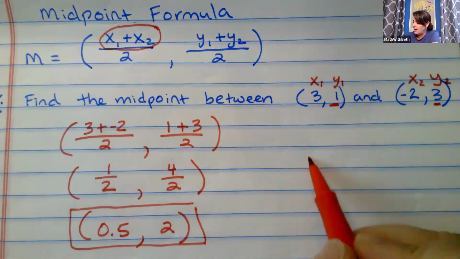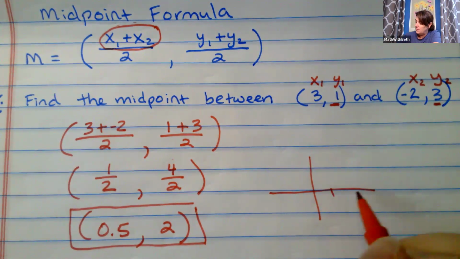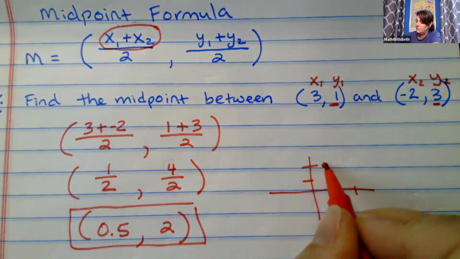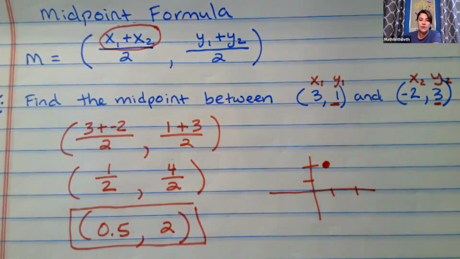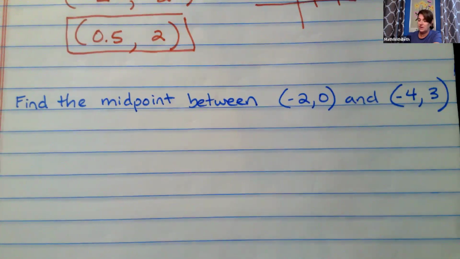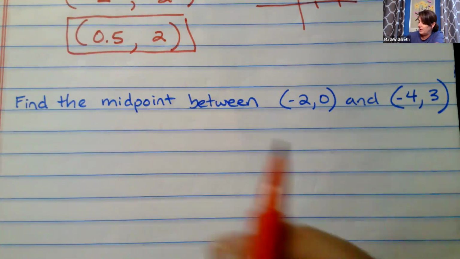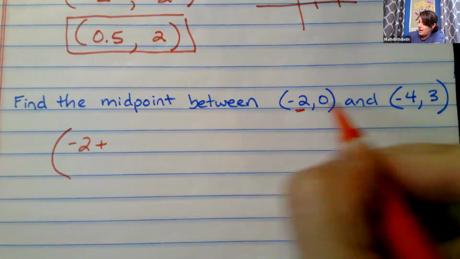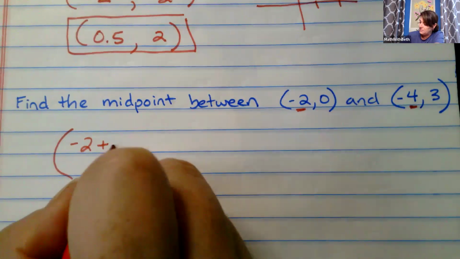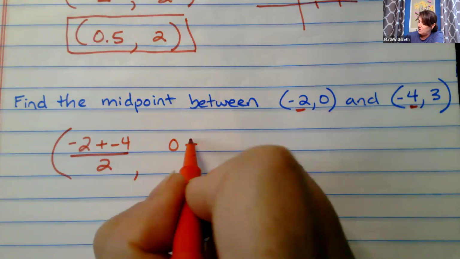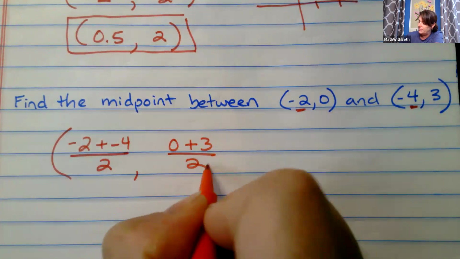So where would that be on a graph? 0.5 means you would just go halfway to the 1 and then up 2. So that would be our midpoint. So let's try it again. If you want to pause and try this yourself and then check, might be a good idea. But I'm basically just going to add my 2 x's and divide by 2. And then over here, I'm going to add the 2 y's and divide by 2.